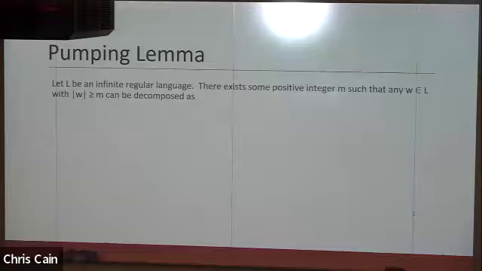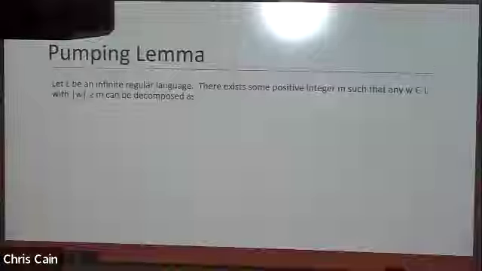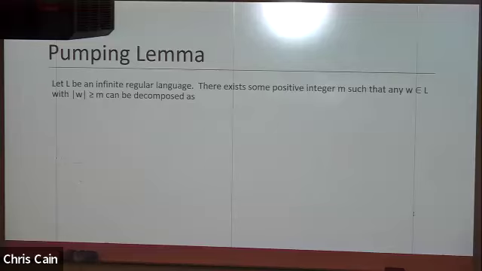There exists some positive integer M such that any string in that language where the length of that string is greater than or equal to the number of states in the DFA, as soon as we have more characters in the string than there are states in the DFA, we know there's a cycle in the DFA. We can decompose that string into these 3 components. Our old W1, V, W2 is now being represented as X, Y, Z, because I think it's a little easier to grab than W1 and W2.